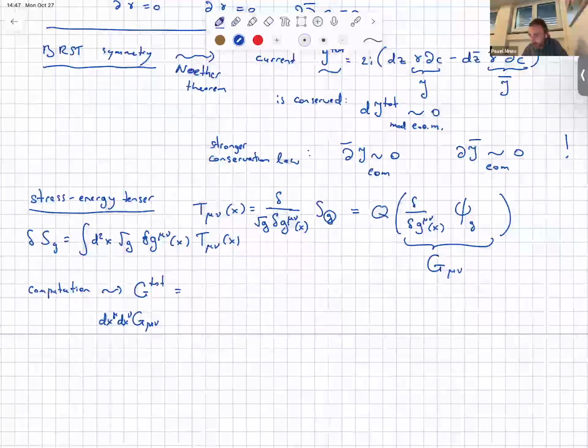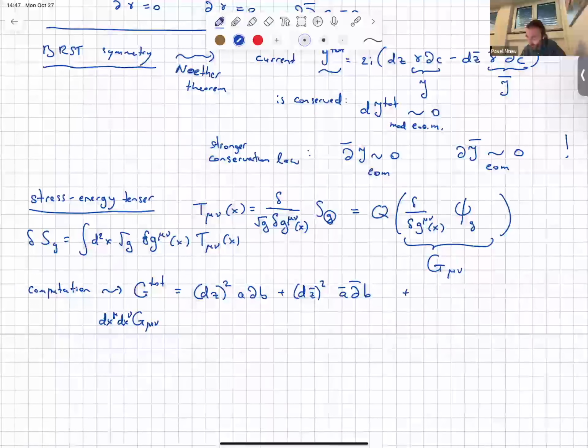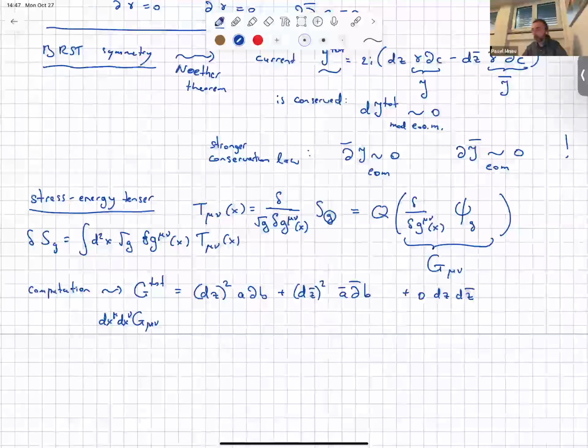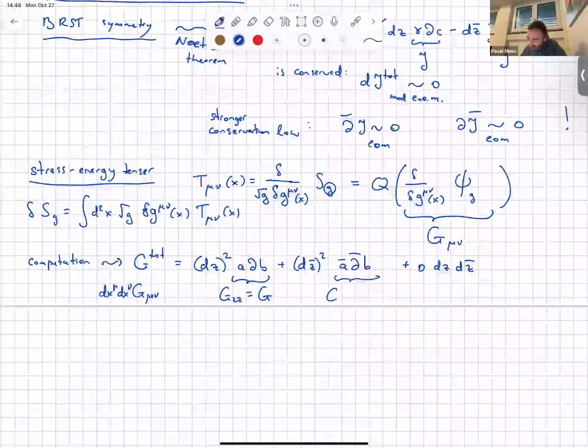This is the following. It has a dz squared component, which is del b times dz squared. It has a dz bar squared component, and it has no z z bar component. So let's write it as 0 times dz bar. Let me call the z component g, and the z bar component g bar.